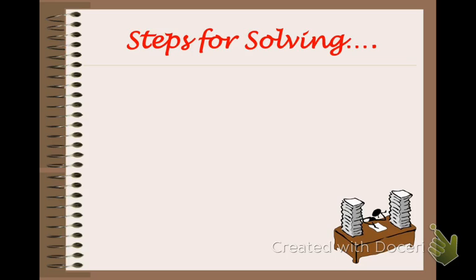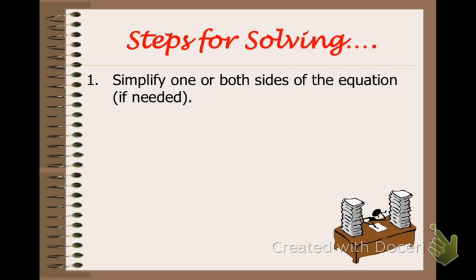All right, here are your steps for solving. Should be part of a review. Simplify one or both sides of the equation if needed. And so what you're going to find today is we might have to combine like terms or perform the distributive property or both.